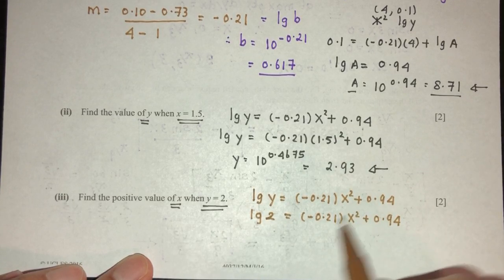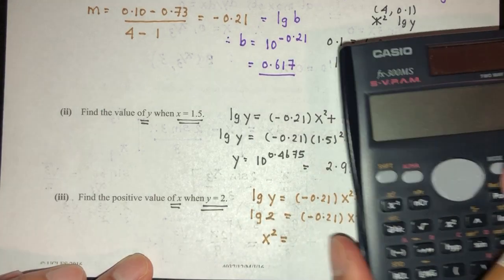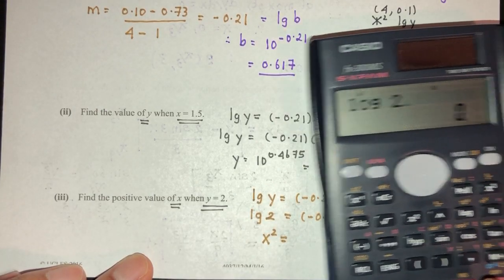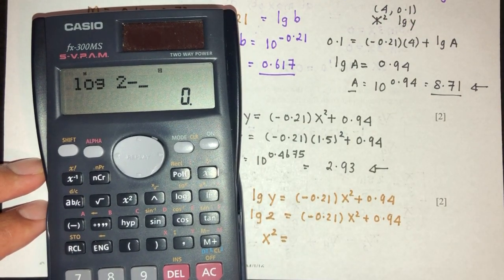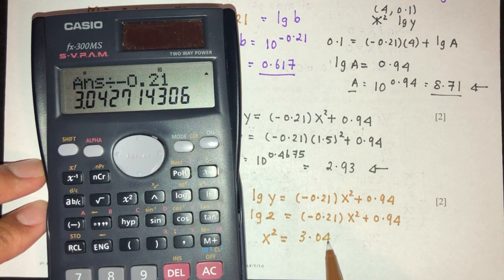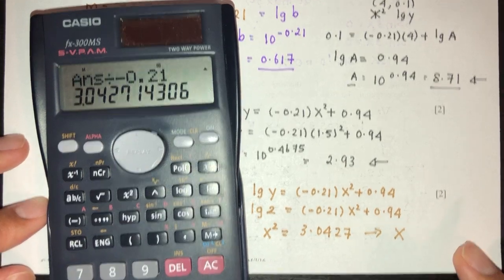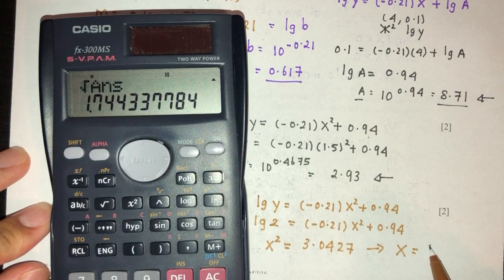Now we have to make x squared the subject of formula. So we first have to send this over here. So log to the base 10 of 2 minus 0.94, divided by minus 0.21. I have 3.0427. So from this, x is equal to the square root of that, which is 1.74 for the value of x.